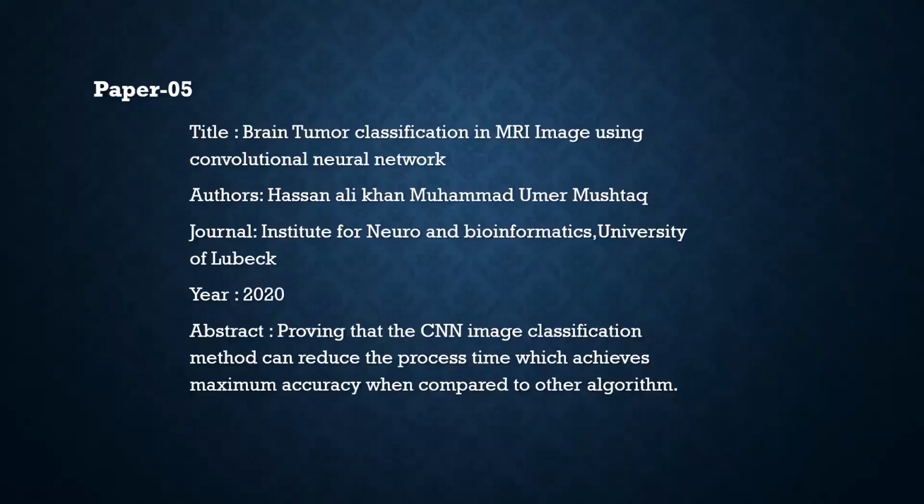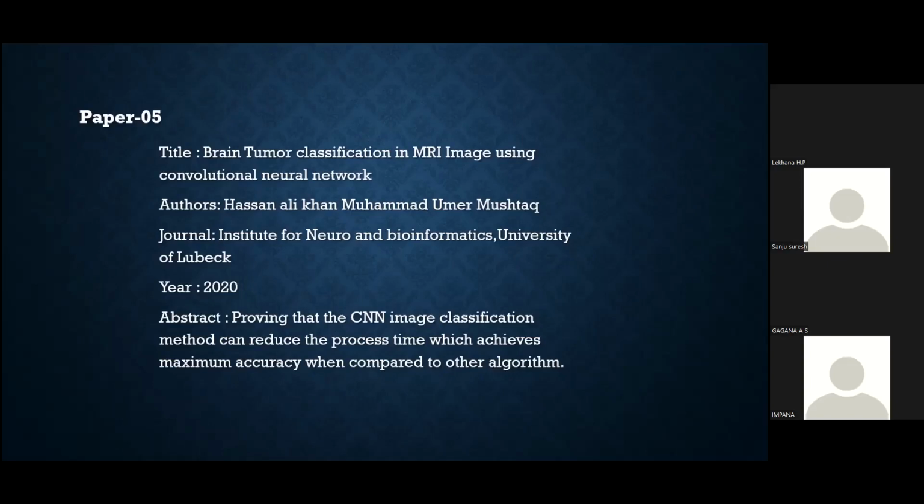Moving on to the next paper, the title is Brain Tumor Classification and MRI Image Using Convolutional Neural Network. It was published in the year 2020. The main objective planned by the author in this paper is to classify the brain tumor at various stages using a CNN algorithm based on brain MRI images. The parameters used for the experimental setup are a convolutional neural network, MATLAB, and OpenCV. The main contribution of the paper is proving that the CNN image classification method is better when compared to other machine learning classification methods.